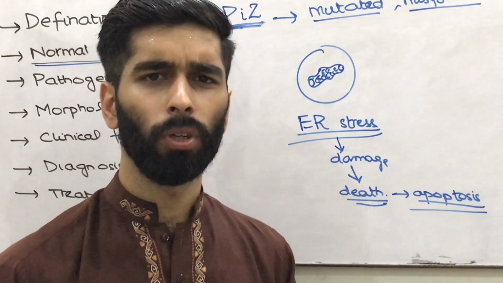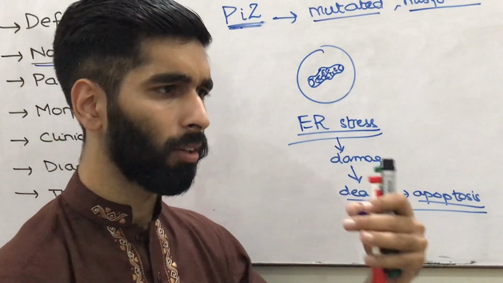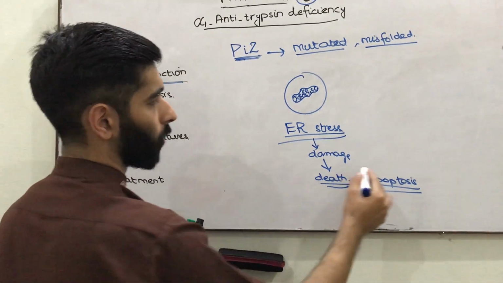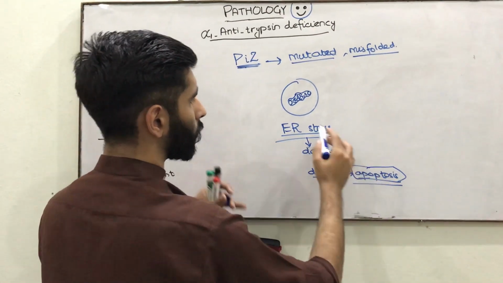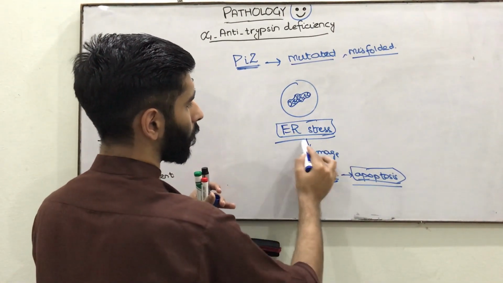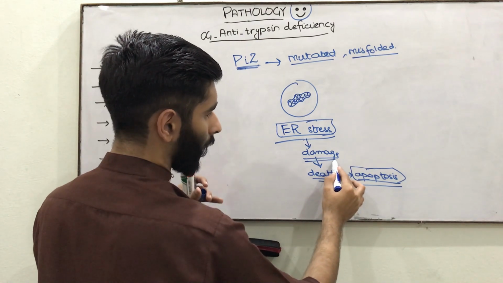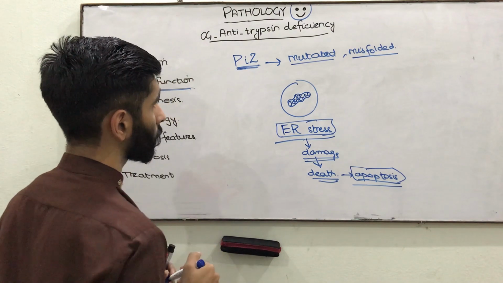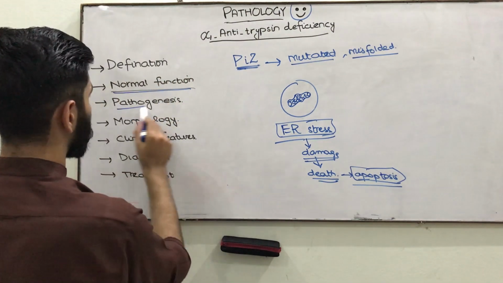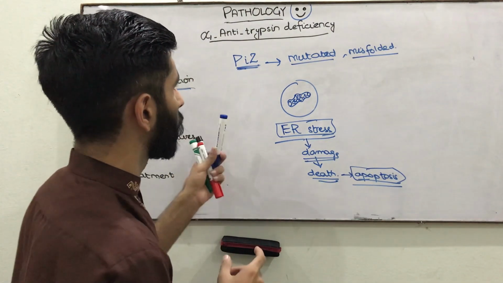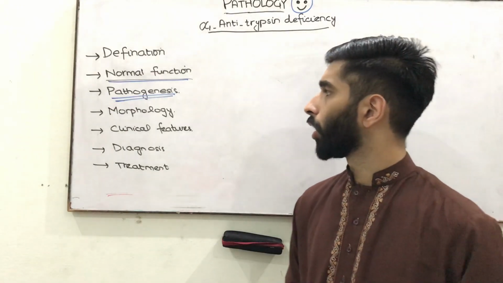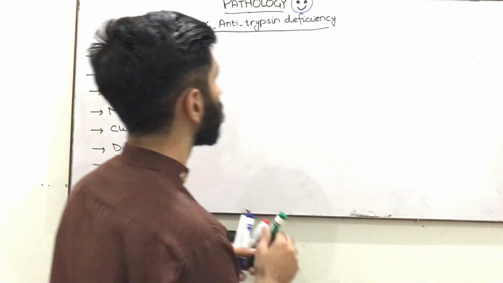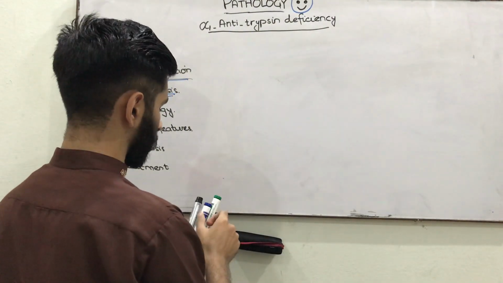There is production of chaperones, and it is a broad mechanism that we will discuss in some other lecture on apoptosis, because the cell, due to endoplasmic stress, is damaged and followed by its death by the mechanism of apoptosis. So we have discussed the pathogenesis of alpha-1 antitrypsin deficiency. Now we will continue our lecture with the morphology of alpha-1 antitrypsin deficiency.